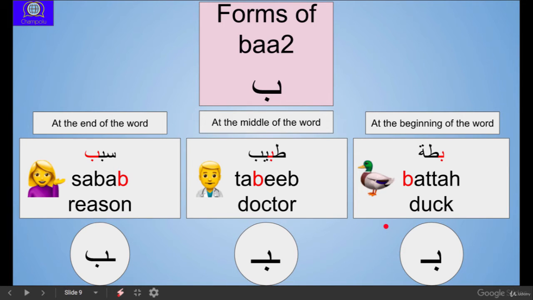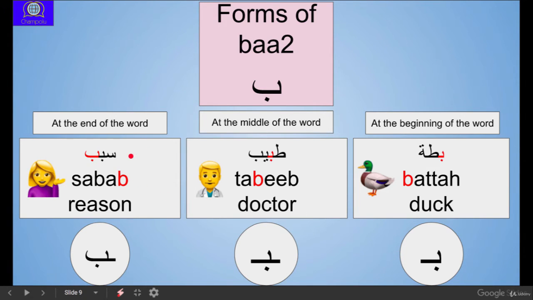So let's take an example here. Let's look at the word batta, which means duck in Arabic. We'll find that it starts with the letter ba, and it looks like this, the same as the initial form that we have shown here. And let's look at the word tabib, and we'll find that the ba exists in the middle of the word, and it looks like the same medial shape that we have shown here.